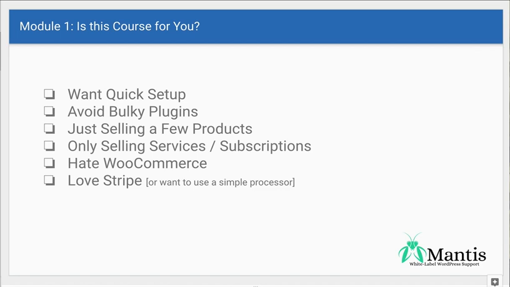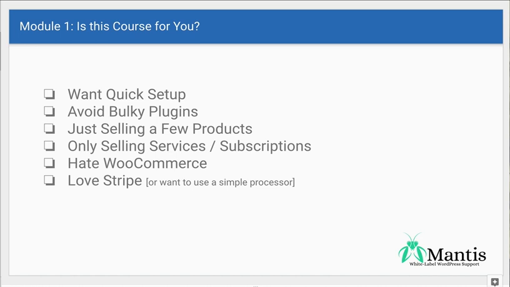So again, avoid bulky plugins. Just selling a few products. Like, I wouldn't recommend this solution if you've got like 100 products, because the setup would be a bear. You wouldn't really want to set up the products the way that you're going to have to do it for this. That's where something like WooCommerce would come in handy and make sense. But if you're just selling a few products, or only selling services and subscriptions, which is the next bullet point, this is ideal. And even if it's 10 services or 10 products, this would still, to me, be more ideal than, again, using WooCommerce or a Ninja Shop or something like that.